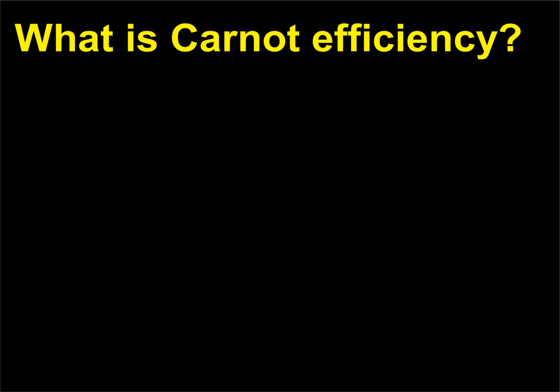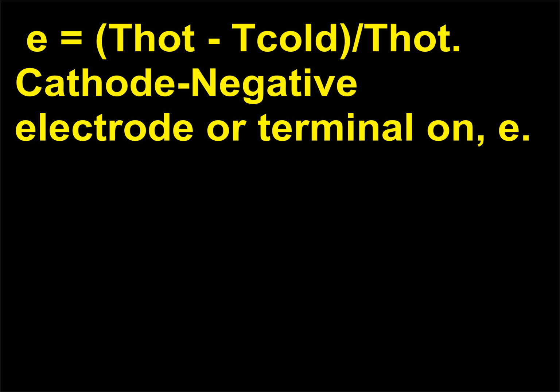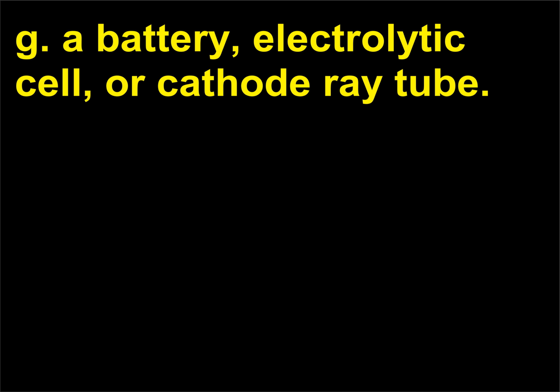What is Carnot efficiency? Largest efficiency that a heat machine can obtain. E equals 1 minus T cold over T hot. Cathode: negative electrode or terminal on a battery, electrolytic cell, or cathode ray tube.